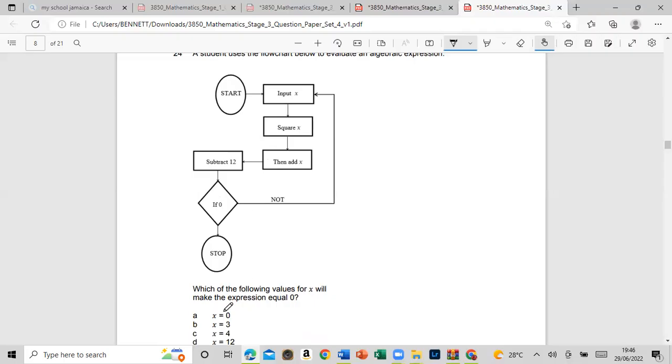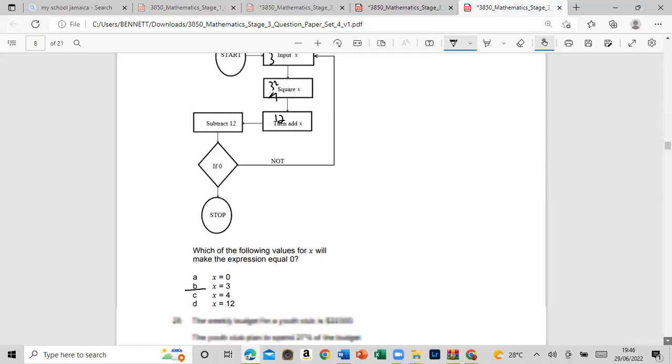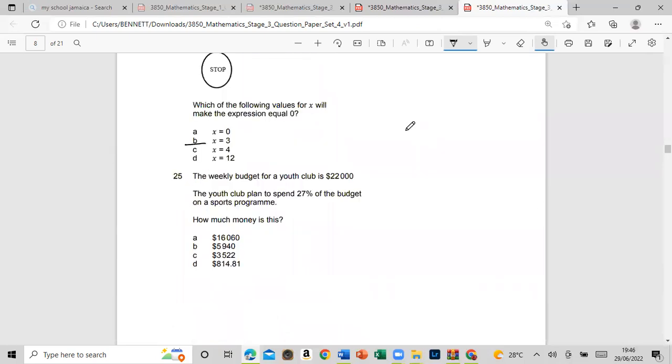Alright. So I could try 3. So 3 squared is 9. Then add 3, you get 12, minus 12. So it's 3. Should I do it for you guys? Look. Square 3, which is 3 squared. So we know the value is now 9. Add x, 9 plus that, I get 12. Subtract 12, I get 0. Alright. So that's 3.